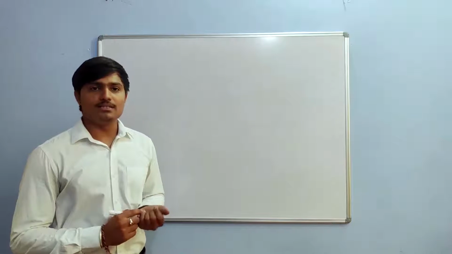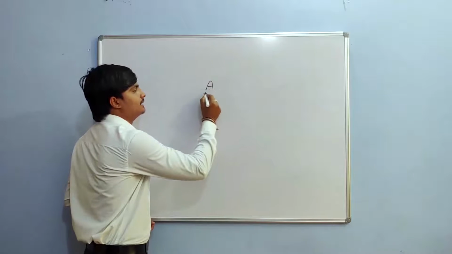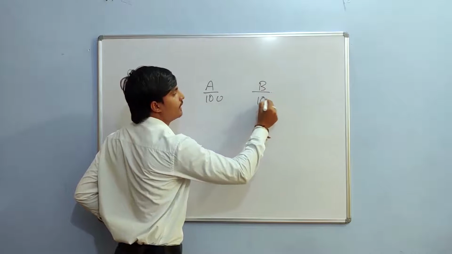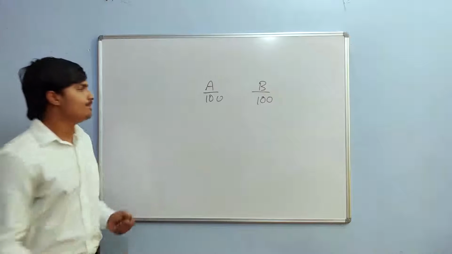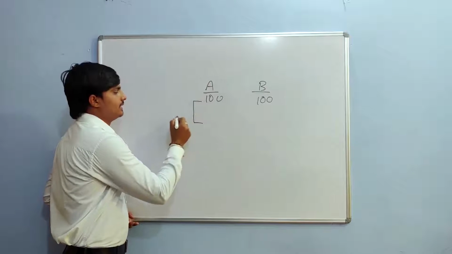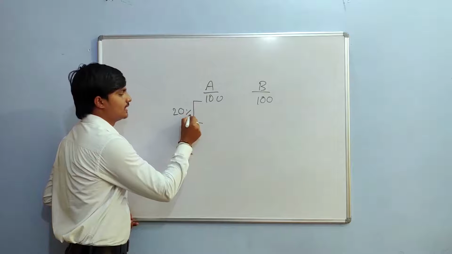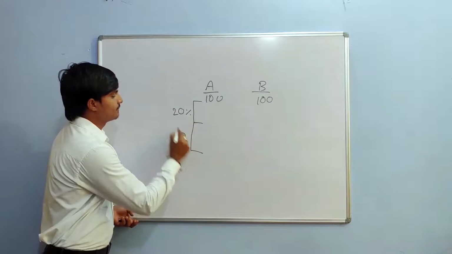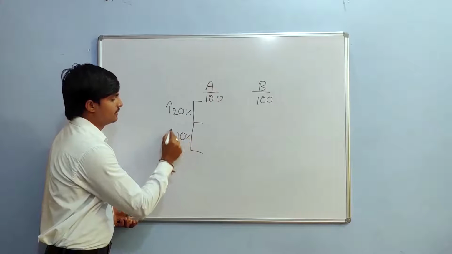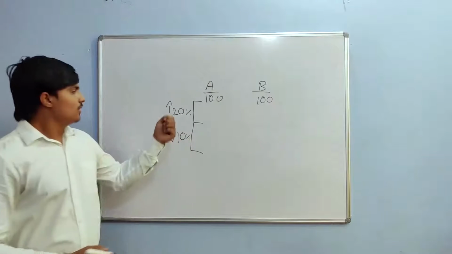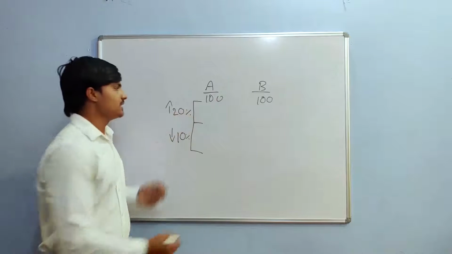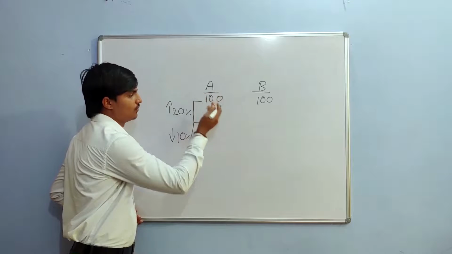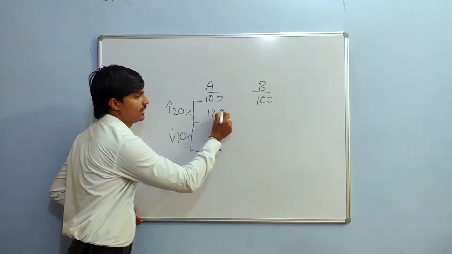Consider a scenario in which A's value is 100 and B's value is also 100. Now if I say in the first year it increases by 20% and in the next year it decreases by 10%. So first year it increases by 20%, means 20% of 100, that is 20. So we'll add that, then we will get 120.